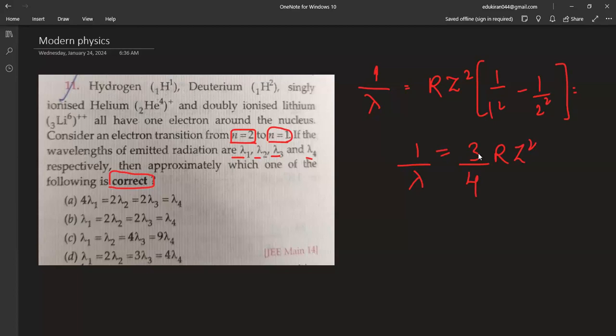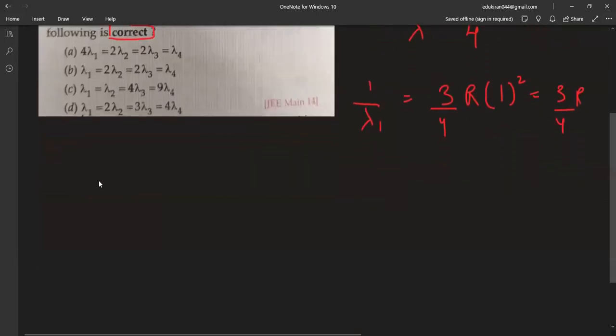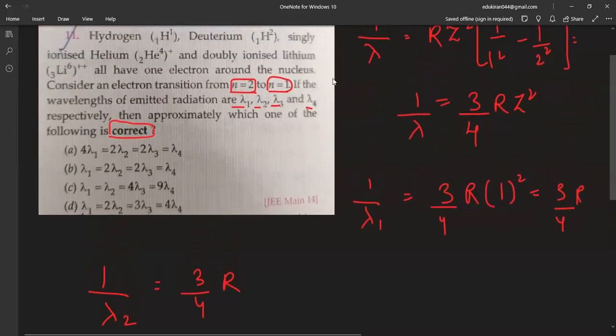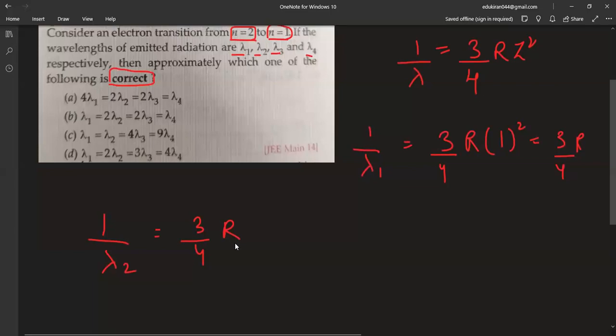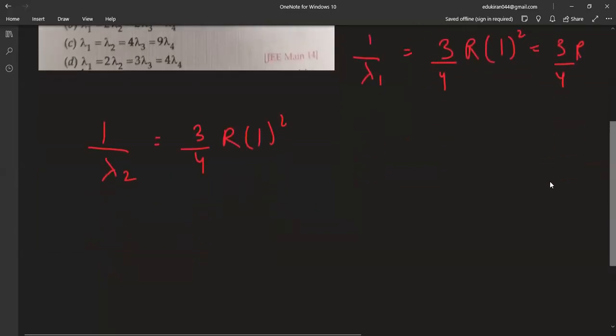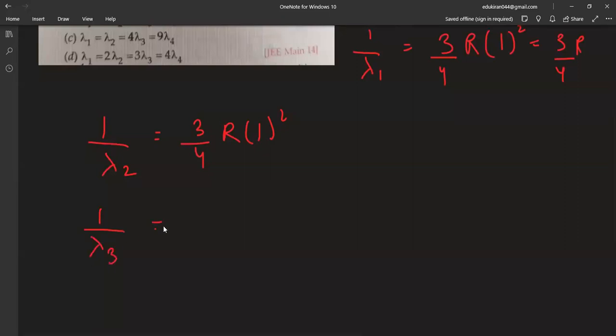Now, for the first one, that is for hydrogen, z is equal to 1. So 1 by lambda 1 would be 3 by 4 R into 1 square, which is 3 by 4 R. Correct? Coming to the second, 1 by lambda 2, this is 3 by 4 R into what is the second one? Deuterium. Okay, for the deuterium also, we have the same 1 square. Alright. Come to lambda 3. 1 by lambda 3, 3 by 4 R.